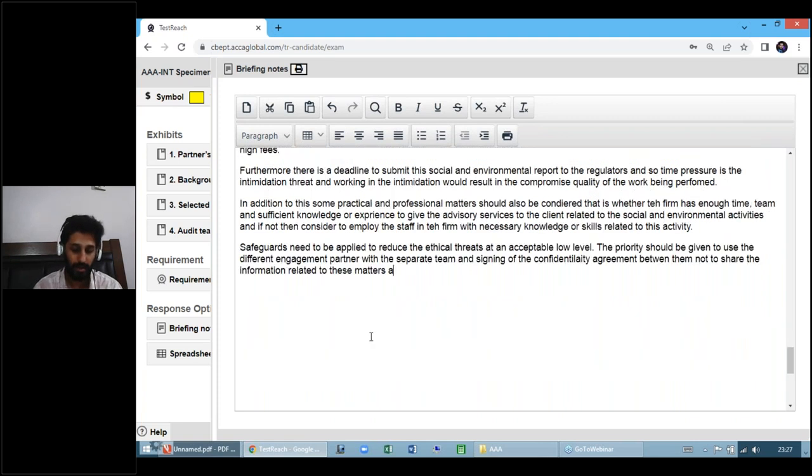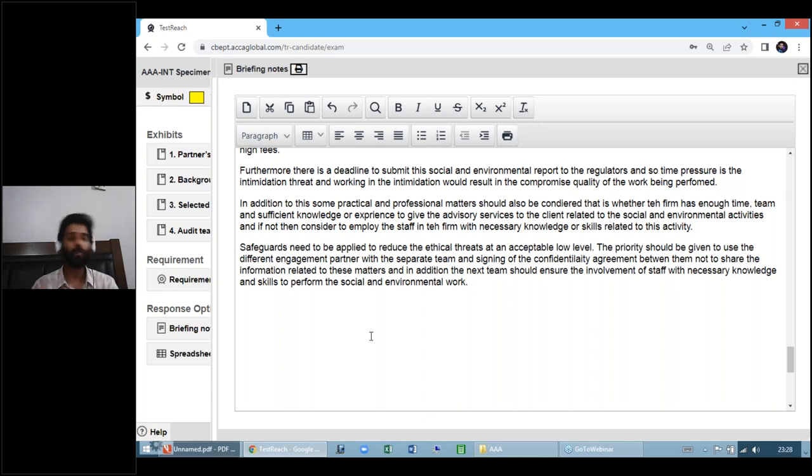And in addition, the next team should ensure the involvement of staff with necessary knowledge and skills to perform the social and environmental work. One more important safeguard is the quality control reviewer.